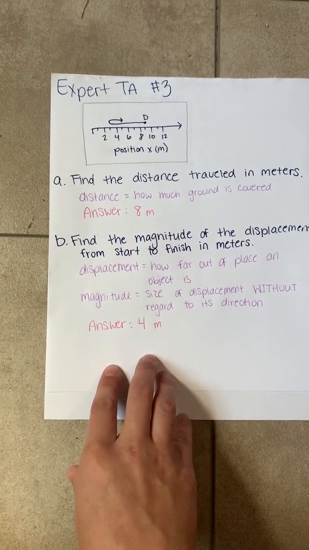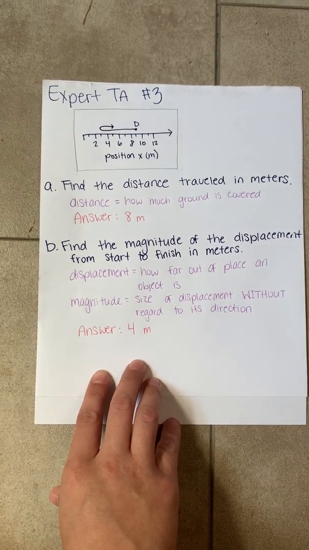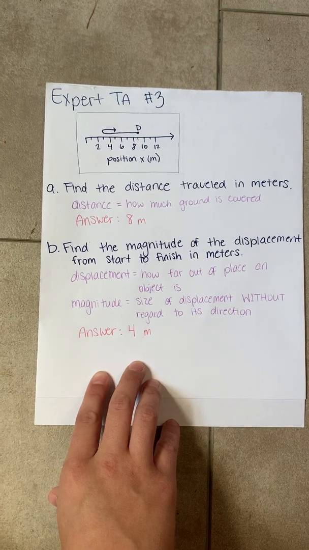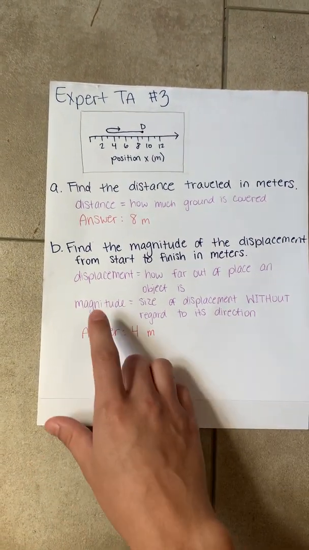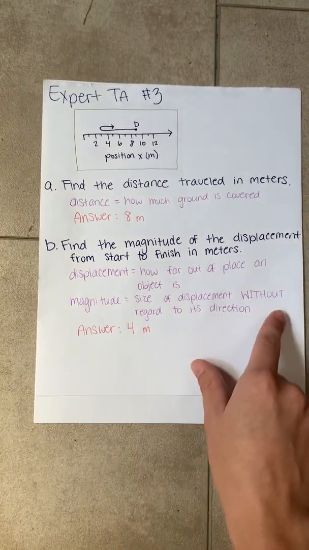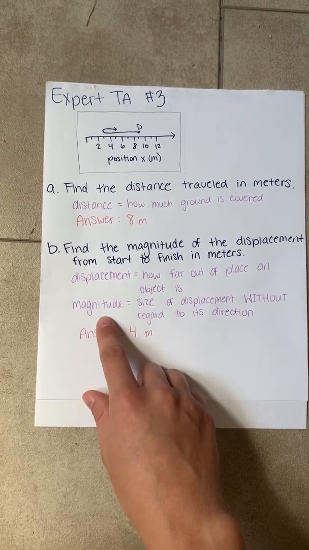For part B, it says find the magnitude of the displacement from start to finish in meters. So displacement is how far out of place an object is, and that's how far it is from the starting point. But the kicker in this question is magnitude. So magnitude is the size of displacement without regard to its direction. So magnitude is always going to be positive.